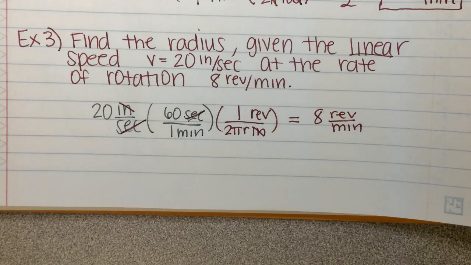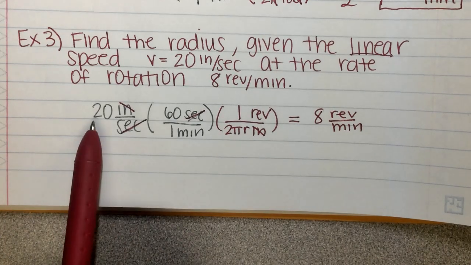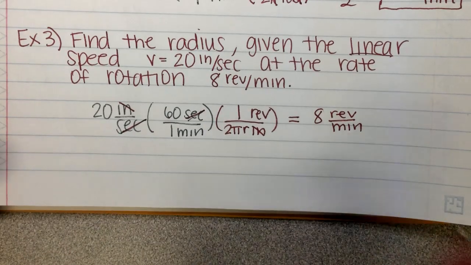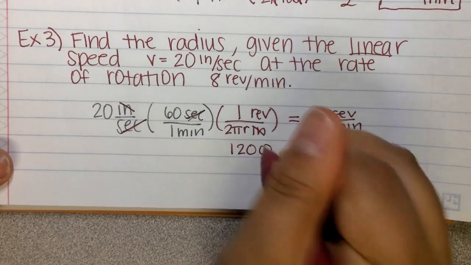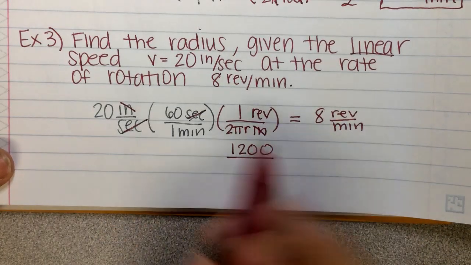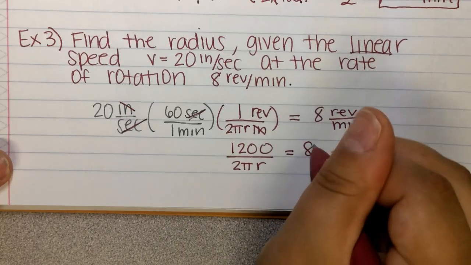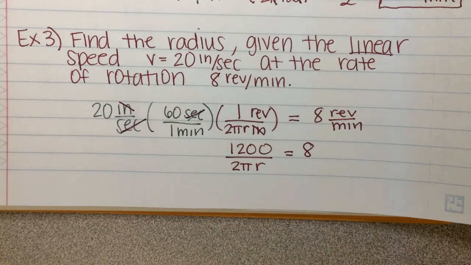What questions do I have about what I just did? Because it's weird now that you're finding the radius, right? I'm going to take away all of the units. And now I'm just going to make this an equation. Do you agree I have 20 times 60 times 1? Do y'all agree that is 1200? Over, I have 2 pi r equals 8. Do y'all agree that's like the numbers that I have?